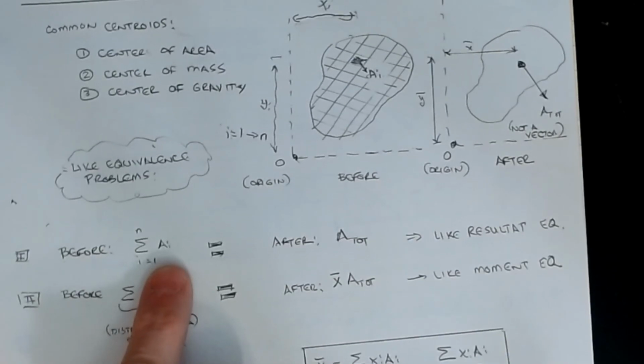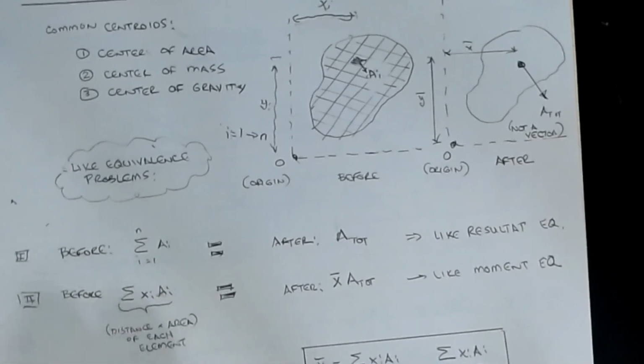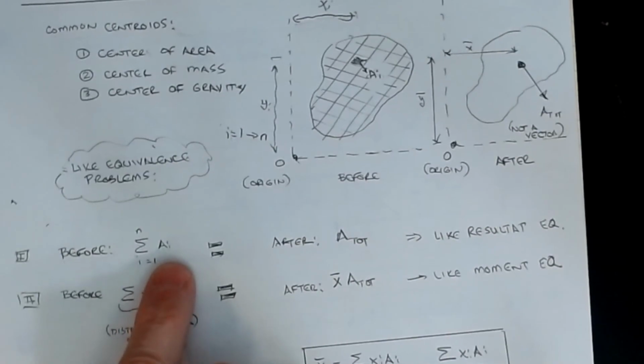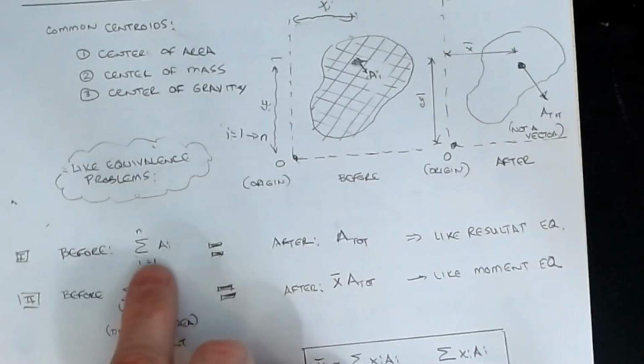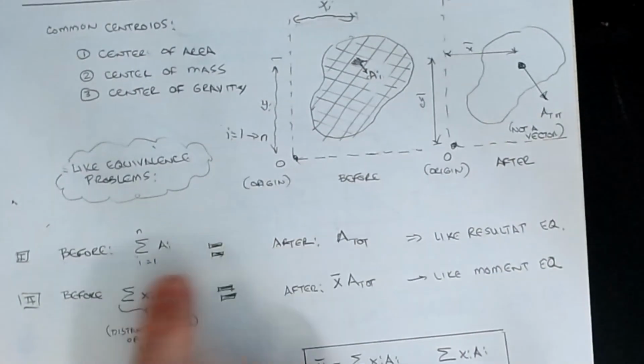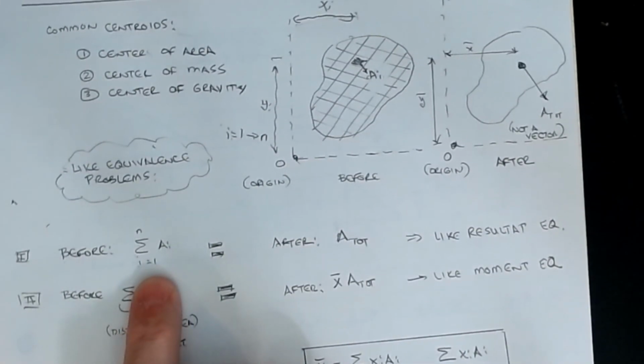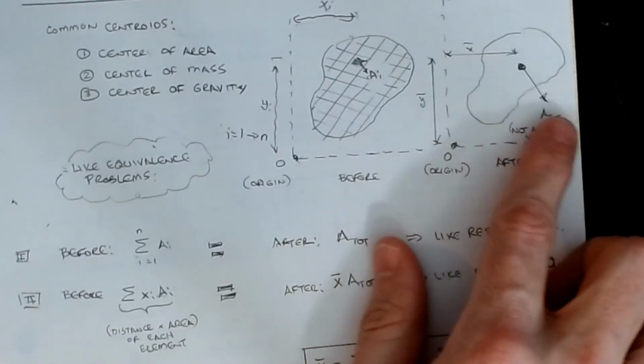That's what we did with the forces, right? It was a resultant total force. Well, now I'm going to do a resultant total area. So in the before picture, all I do is the sum of i equals 1 to n of all of those Ai values, and that would be the before. Okay, and then after, we've converted that to an A total.